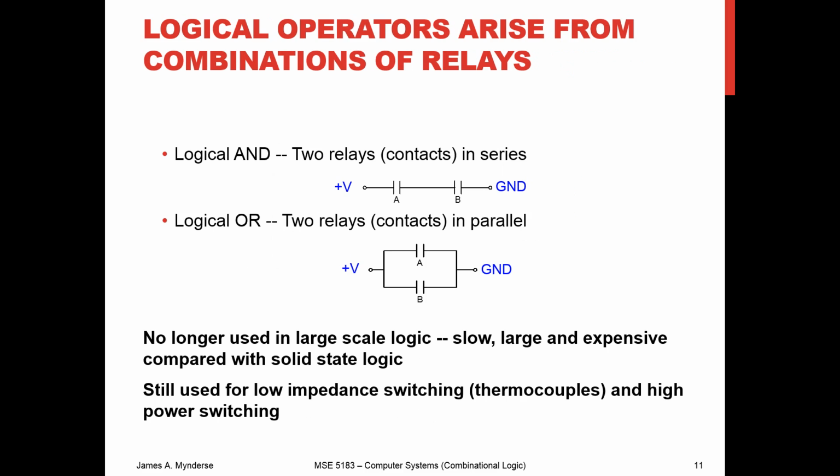So if I put two relays in series, then you can see that they both have to be energized for there to be current flow across. And so that would be an AND. I need A and B to be energized in order to make the circuit. Compare that to putting two of them in parallel, where either one of them will allow it to go, and that'll be A or B.